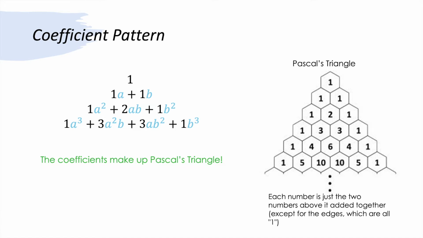And for the fourth row, the middle two numbers are 3. Why is that? If we look at just the first 3 in that row, we'll see that the two numbers above it are 1 and 2. And 1 plus 2 equals 3. So that's why we get that first 3 in the fourth row.